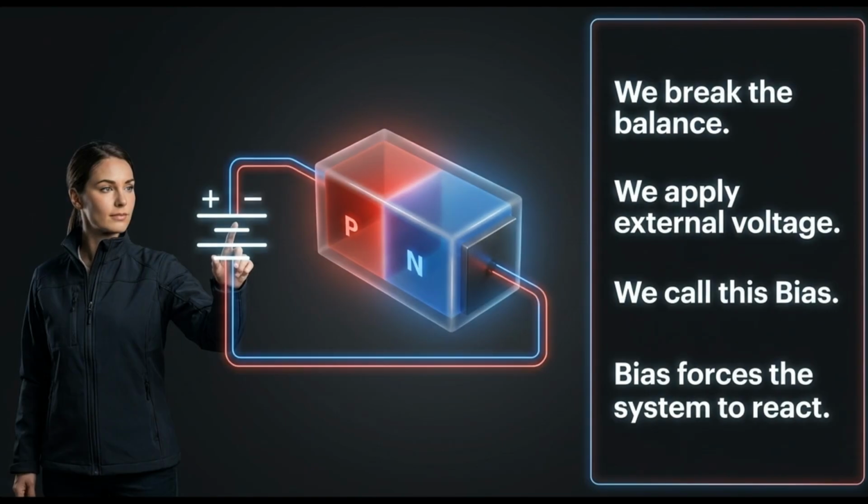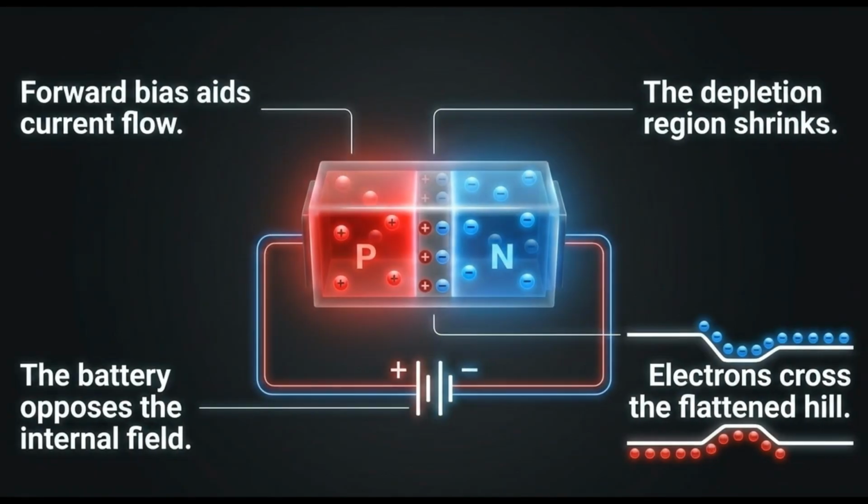To break this balance, we apply an external voltage, which is called bias. This bias forces the system to react, fundamentally changing its behavior. Forward bias aids current flow. The external battery opposes the internal field, causing the depletion region to shrink. Electrons can now cross the flattened energy hill.